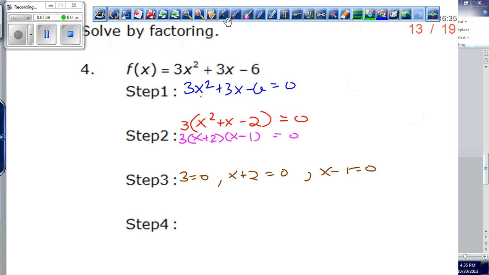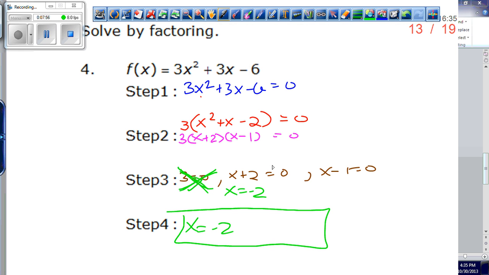The last step is we're going to solve each of them. So does 3 equal 0? Absolutely not. So I'm going to cross that out because 3 does not equal 0. It cannot be a solution. The next one, I'm going to solve this. So move 2 over. And so one of my solutions is -2. My other one, move 1 over. So my other solution is x equals 1.